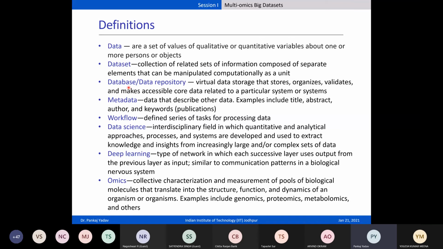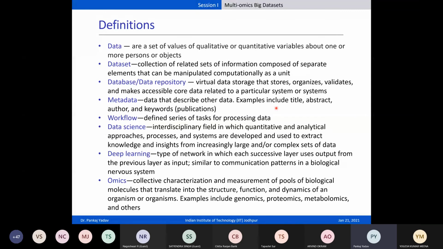And now the next thing is database. Databases, or data repositories, are basically the means to store the data. So once you have generated the data, where do you store it? There are many databases we already learned about in the first two sessions, such as NCBI, Ensembl, and UniProt, and so on. These are basically virtual data storage that stores, organizes, validates, and makes accessible core data related to a particular experiment or system, or set of experiments.